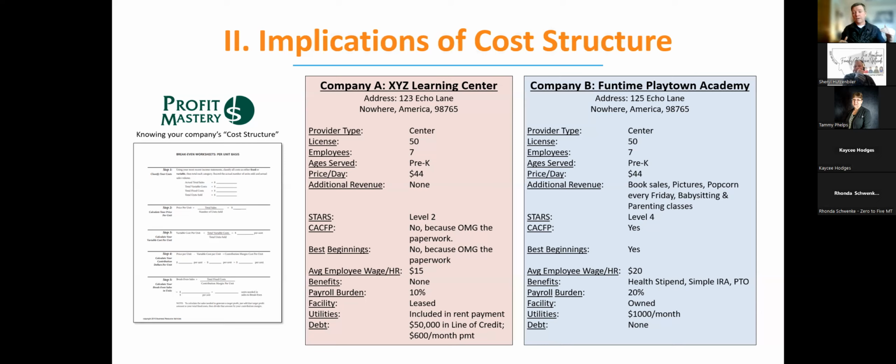One company can afford to pay wages at $15 per employee per hour. The other can pay higher. One cannot afford to pay benefits. One can. The corresponding payroll burden is lower because they don't pay benefits. Their facilities expenses are different. Their debt is different. And I try to illustrate this to show that just because two businesses may be right next door to each other, maybe have a lot of similarities, they're not the same.